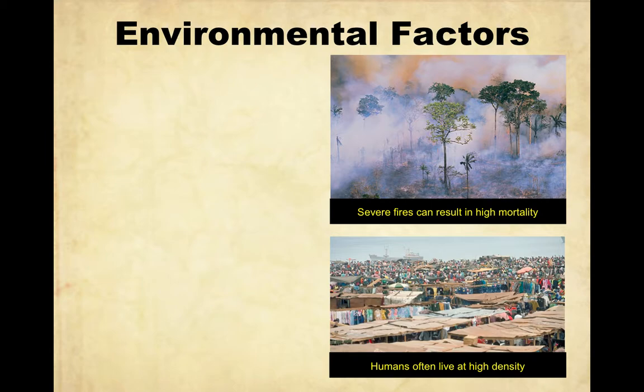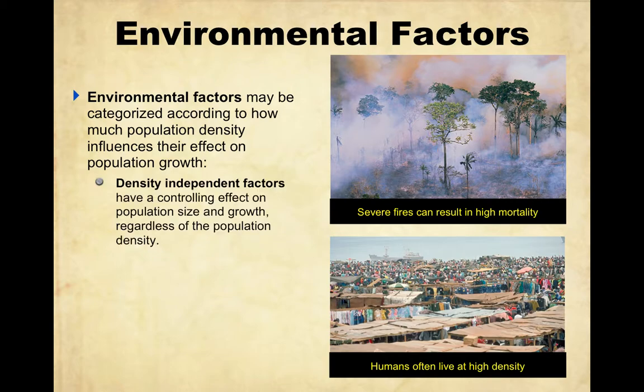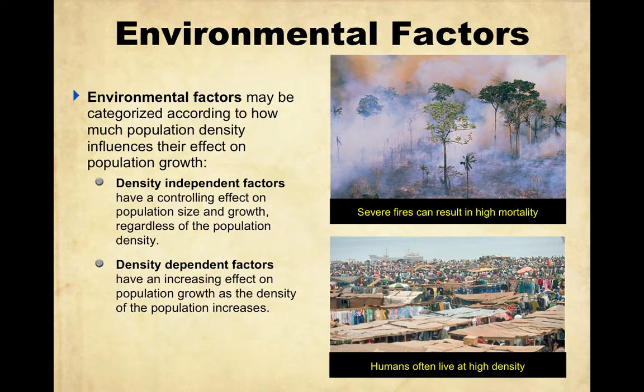So when we're talking about the environmental factors, okay, we have those density dependent and density independent factors. So let's look at some other examples of this. They can affect population sizes in different ways. So density dependent factors have a controlling effect. Okay, they tend to bring down the population size and growth. And density independent factors can sometimes have an increasing effect of population growth as the density of the population increases. So humans, for example, tend to be like hens, tend to be like lemmings. We live in high density environments.